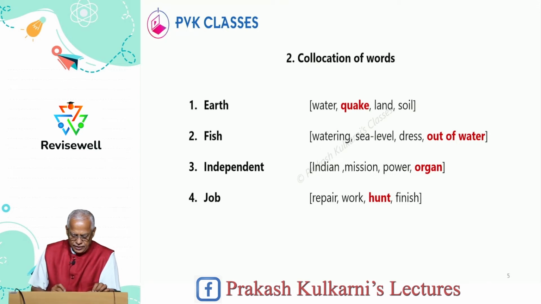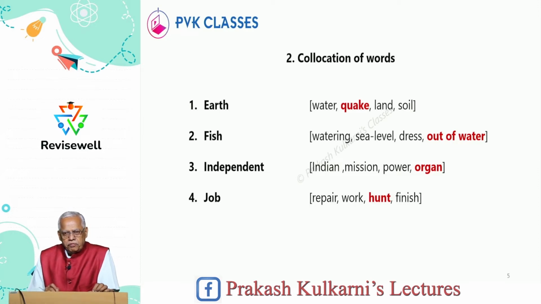The second one is fish. Fish watering, fish sea level, fish dress, fish out of water. So you have already heard that fish out of water is the correct phrase. That means, yesterday I went to a marriage. I didn't know anybody there. I felt like a fish out of water. So fish out of water is the correct collocative word.